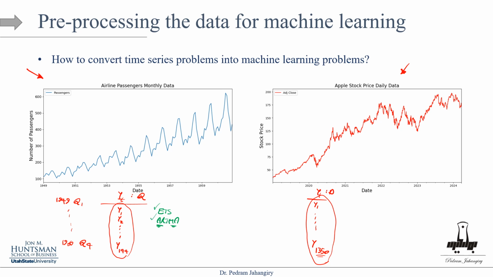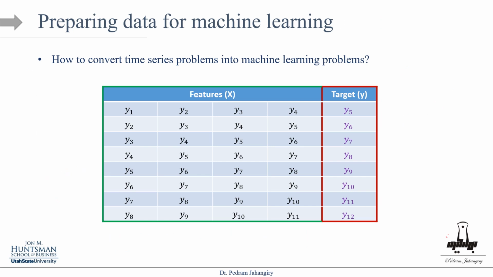How do we do it in machine learning? So how do I transfer this single column of data into a proper data set for a machine learning task, right? Remember, what do we need for machine learning? We have some features, this is your features X, and you have a target variable Y. So what are these things? Let's talk about them.